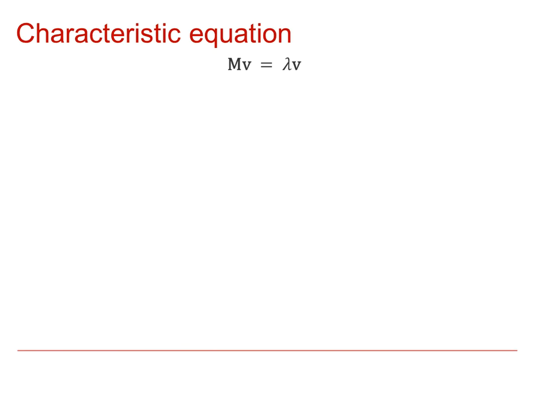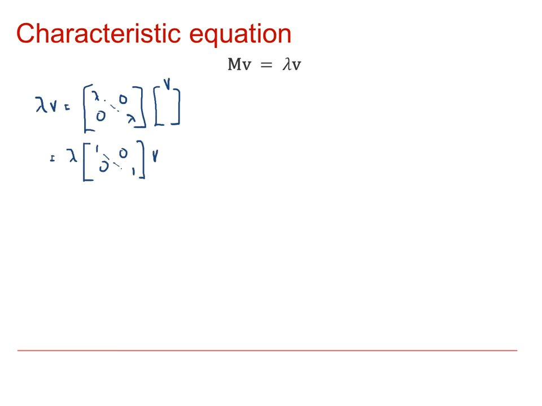We have the equation then that MV is equal to lambda V. To manipulate this any further, we need to realize that lambda V can be written as a matrix where we have lambda down the leading diagonals and zeros everywhere else multiplied by the column vector for V. Now this matrix here can then be written as lambda multiplied by a matrix with ones down the leading diagonal and a 0 multiplied by V. So in other words, lambda V is lambda I multiplied by V, where I is the identity matrix.